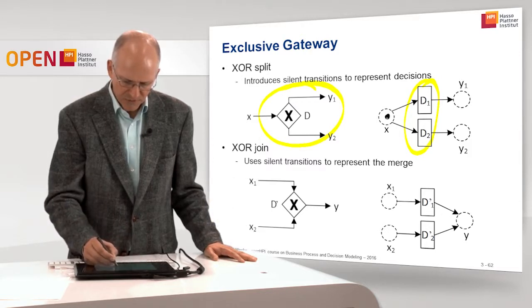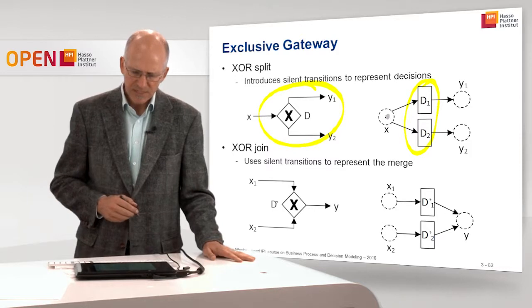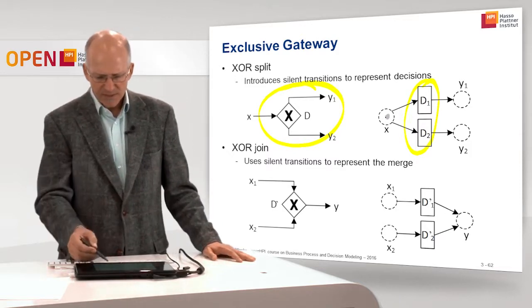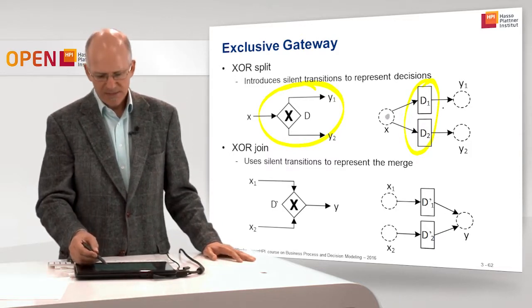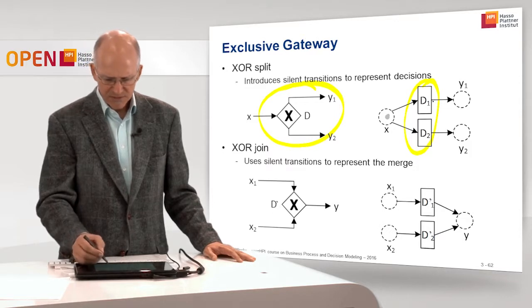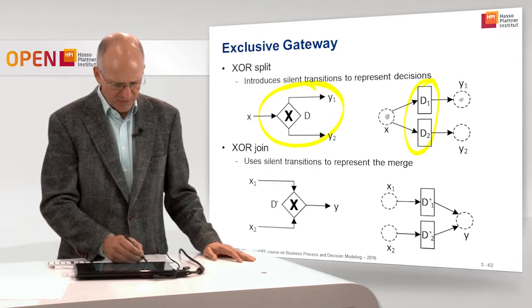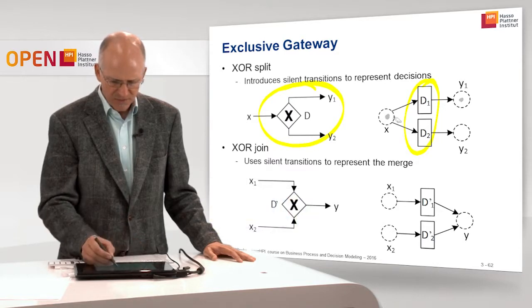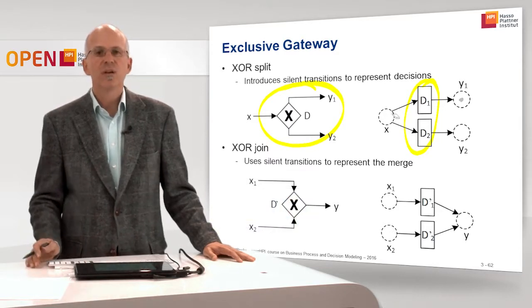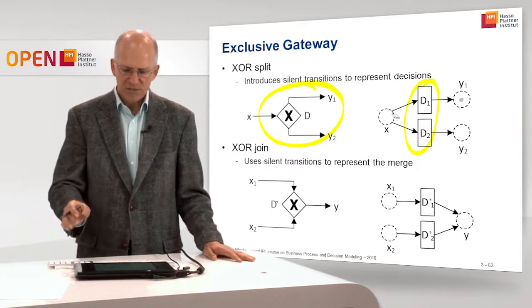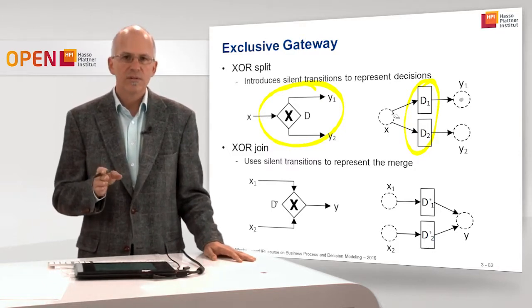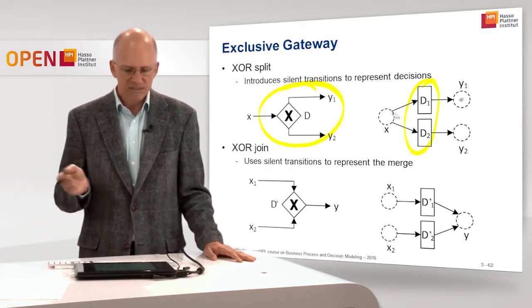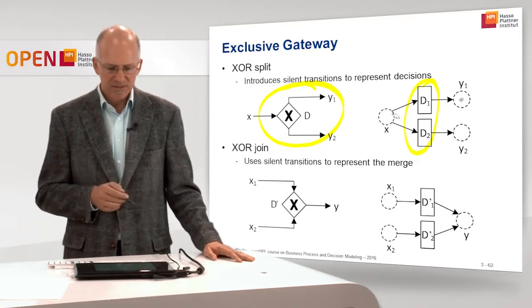Now assume we have a token in X, and now D1 and D2 are enabled. But as soon as one fires, for instance, D1 fires, it puts a token here, and it also erases the token here so that D2 can no longer fire. So by this structure, exactly the XOR semantics, the exclusive split semantics, is realized.